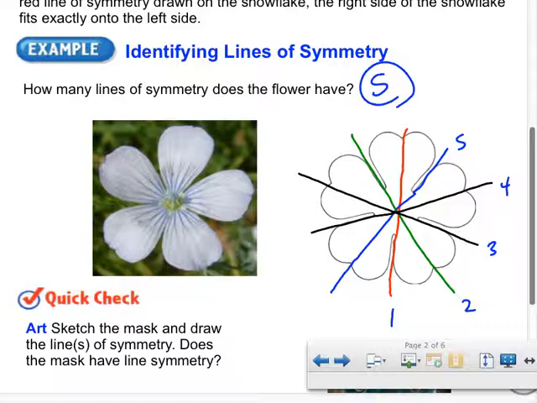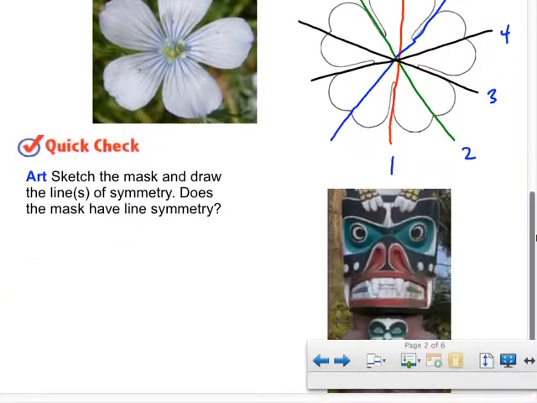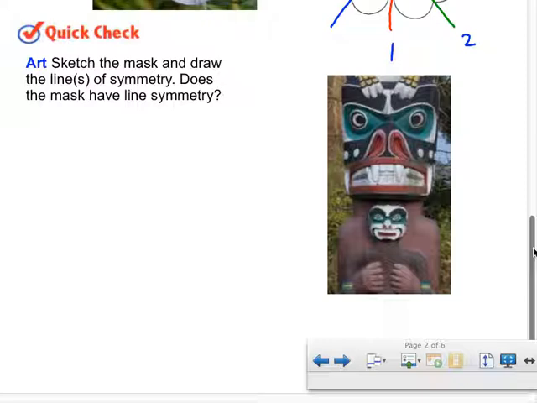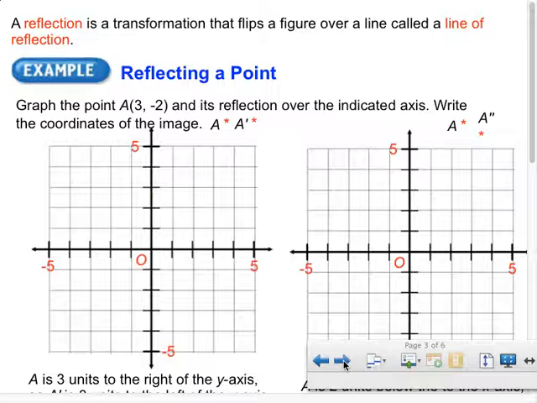Are you good? Okay. Who knows what this is? Totem pole. Actually, you find this in the Northwest. Totem poles, and you also find tikis in Hawaii, right? Isn't that a type of totem pole? Yeah. How many lines of symmetry? 1. Very good. Which direction is the line of symmetry? Straight up and down. Very good. Here we go. Boom. 1 line of symmetry. Excellent. Now, let's get into the transformation we're going to learn today.